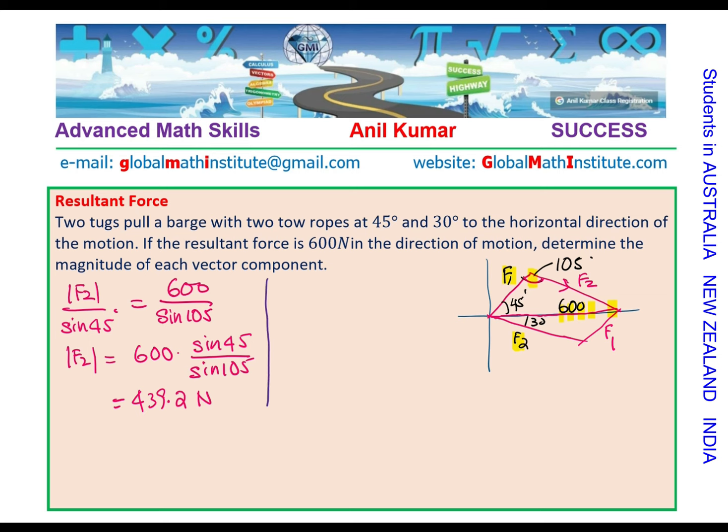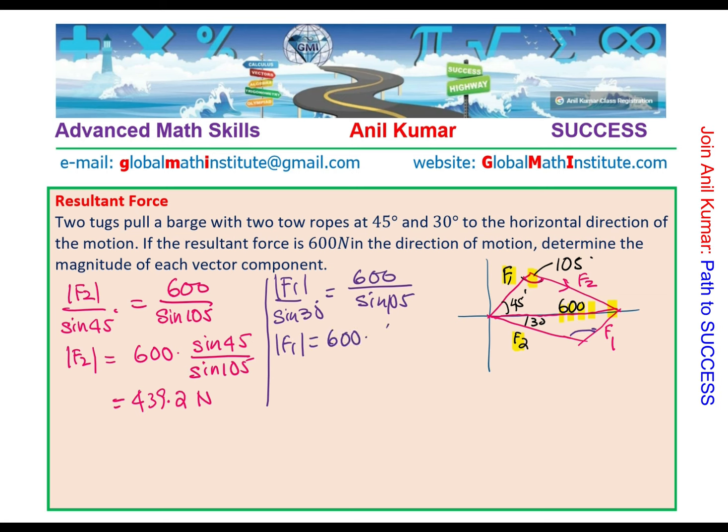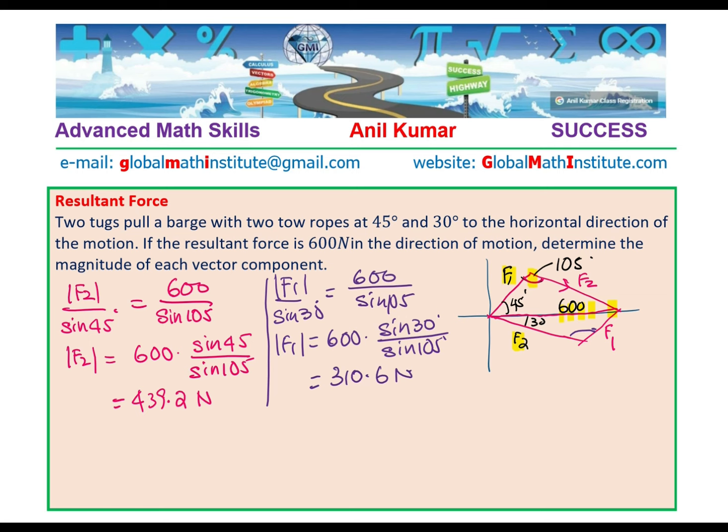Now let's find the other force. Now other force F1 we are trying to find. So F1 is across 30 degrees. You see the magnitude, so sine 30. This angle is again 105. So we have 600 over sine of 105, correct? And therefore, the magnitude of F1 is 600 times sine 30 over sine of 105 degrees, correct? So we have 600 times sine of 30 degrees this time, divided by sine 105, and we get 310.58. You see that? So we got both the forces. And as we did earlier, these are same numbers, correct?